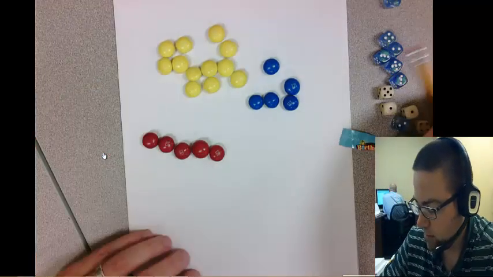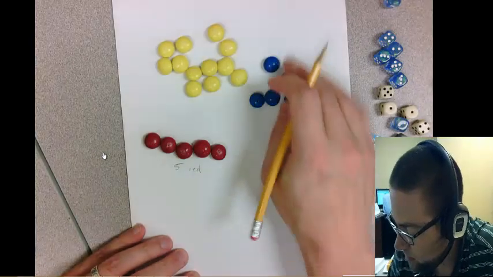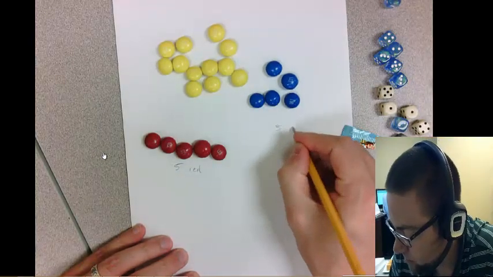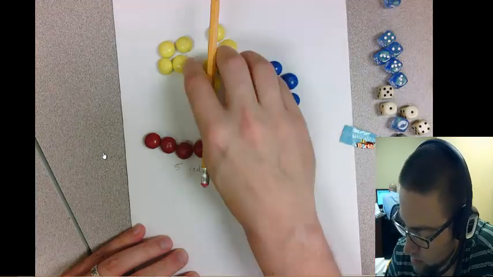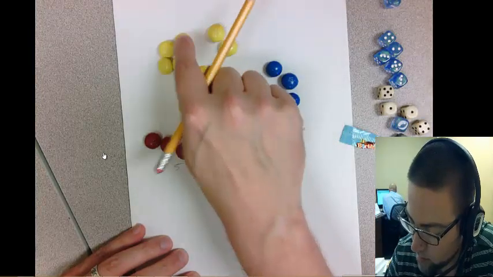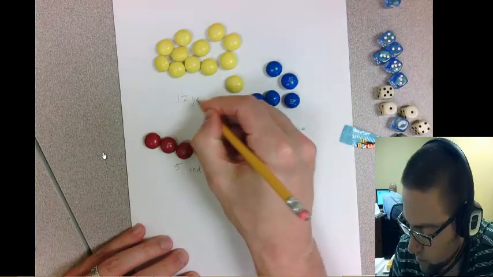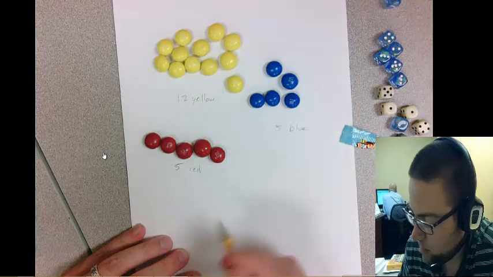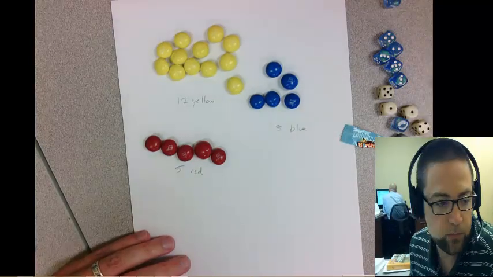Alright, so it looks like we have 5 red, 5 blue, and 6, 7, 8, 10, 11, 12. 12 yellow. Okay, and we're going to do that for all of the different types.